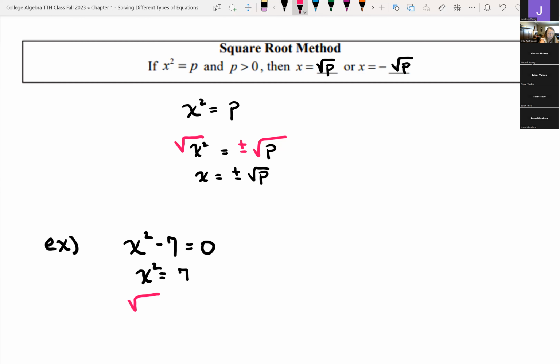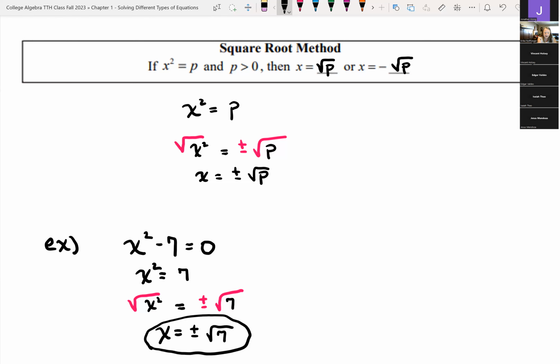Take the square root of both sides of our equation, putting the plus or minus in front of the one. We get the square root of x squared is equal to plus or minus the square root of 7. So x is equal to plus or minus root 7. You can leave it like that, or you can say x is equal to root 7, or x is equal to negative root 7.